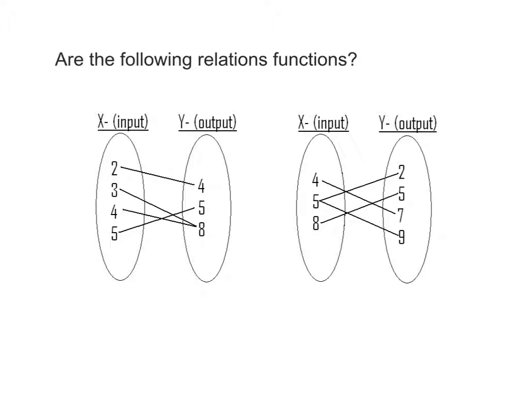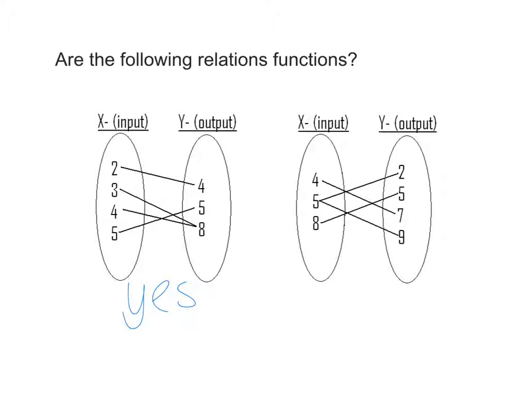3, how many outputs does that have? 1, it's 8. 4, how many outputs does that have? 1, it's also 8. 5 has 1, it's 5. So is this a function? Yes, great, because every input has only one output.